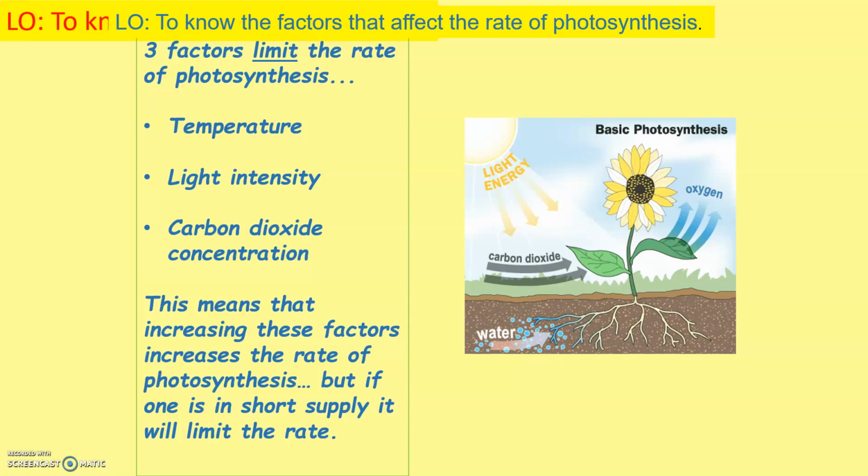So we've got temperature, light intensity, and carbon dioxide concentration, so the amount of carbon dioxide. This means that increasing these factors increases the rate of photosynthesis, but if one of those is in short supply, so we've not got enough of it, it will limit or prevent the rate of photosynthesis from continuously increasing.